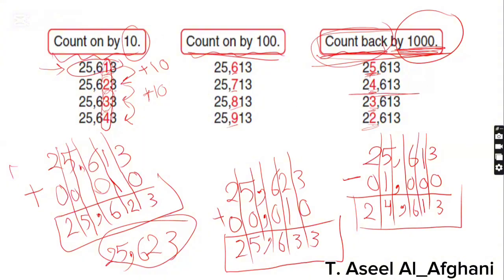24,613. It was 25,613. It became 24,613. Did you see the change as well? In the thousands place. So you need to pay attention to the number that you are counting by or counting back by. Is it 10? So the change will be in the tens place. Is it 100? So the change will be in the hundreds place. If it is 1,000, the change will be in the thousands place.